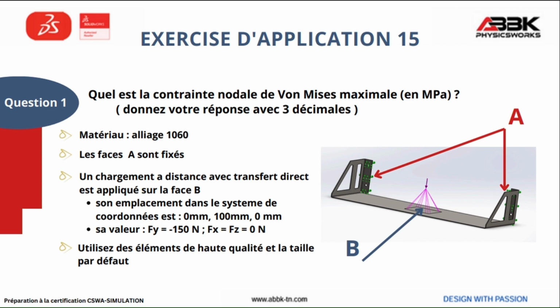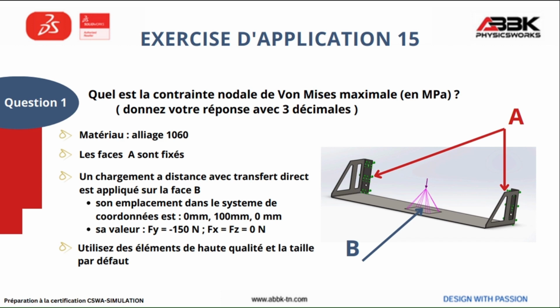So, as you can see here, this is the model that we will run the static simulation on. We have the material, it is the 1060 alloy. Both faces labeled A are fixed, and we have a remote load on the square face B with the coordinates of the force and the force in Newtons on three axes. We will use the high quality mesh and the default values.